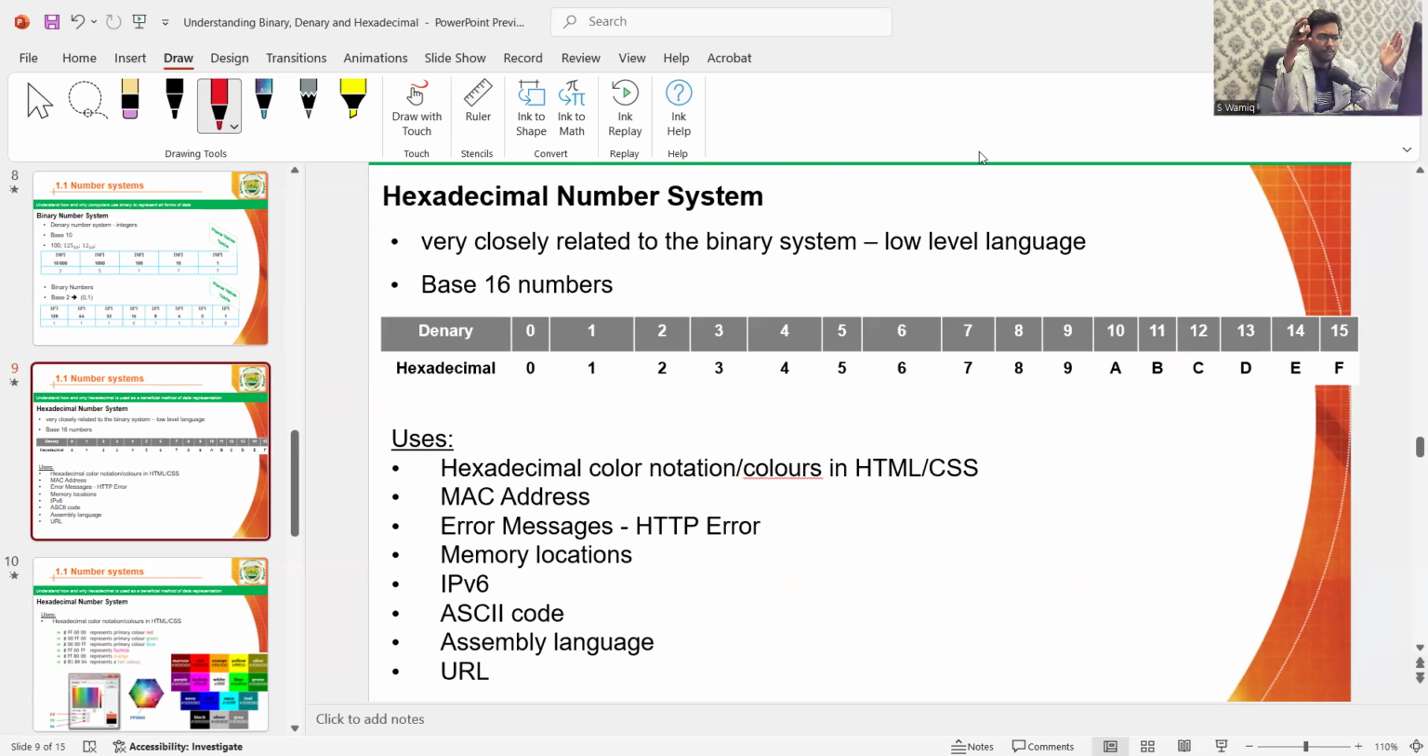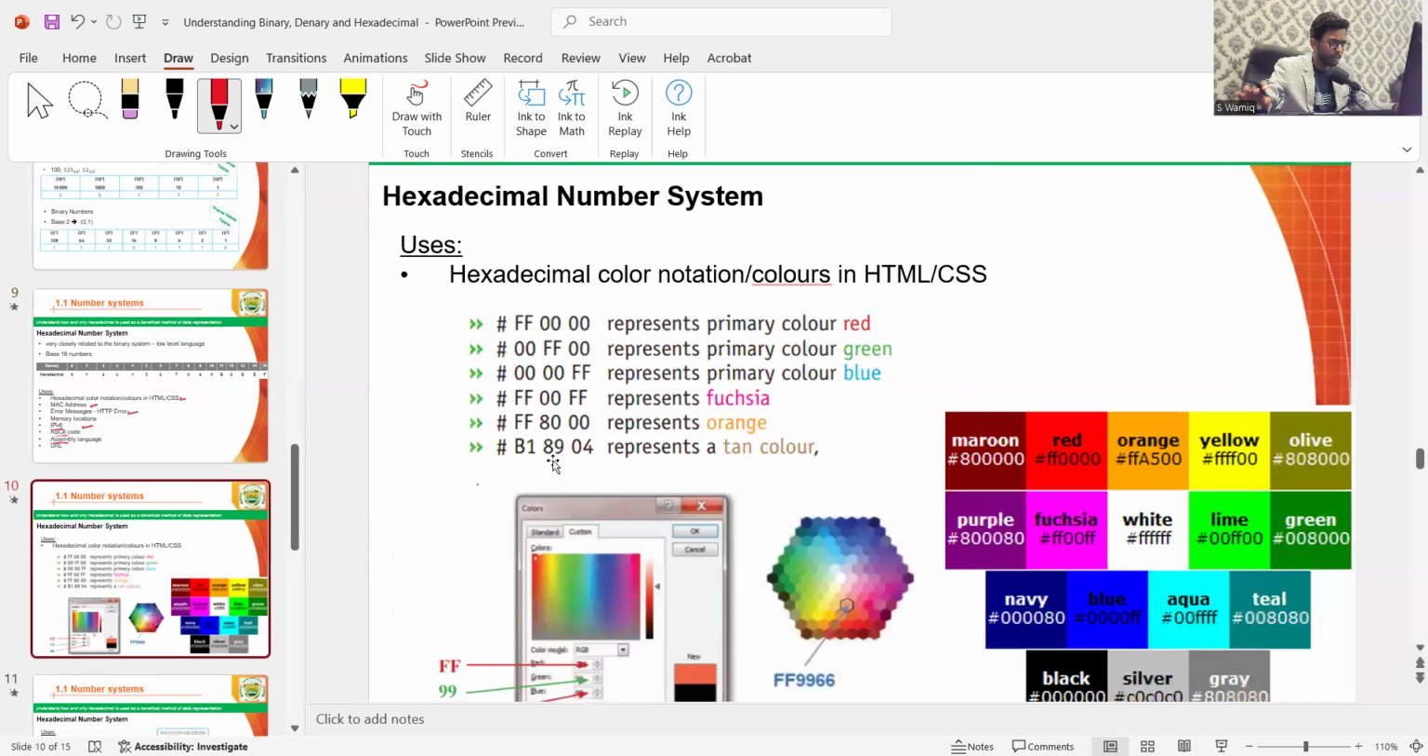And this is why it is used in your MAC address, in your error codes, in your IP address, in your hexadecimal code. I will explain to you in classes what an IPv6 is, what an ASCII code is, what an assembly language is, and what a MAC address is. But let me just give you an idea that these are the areas where hexadecimals are being used.